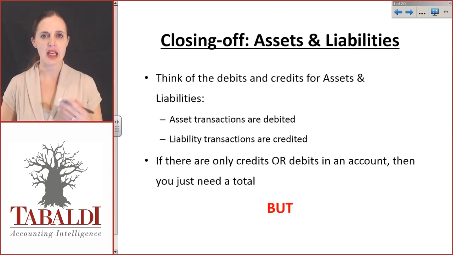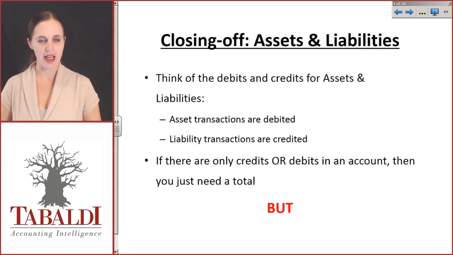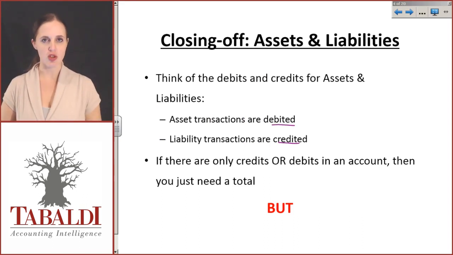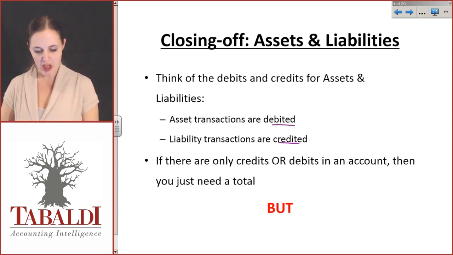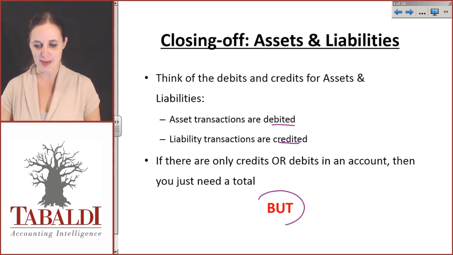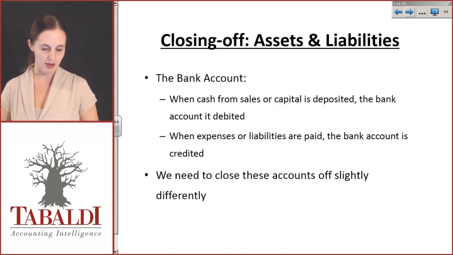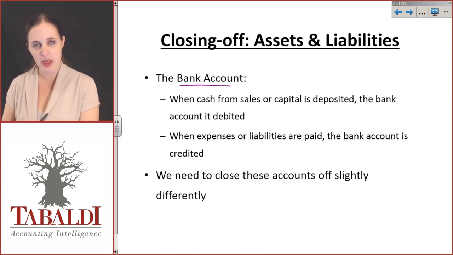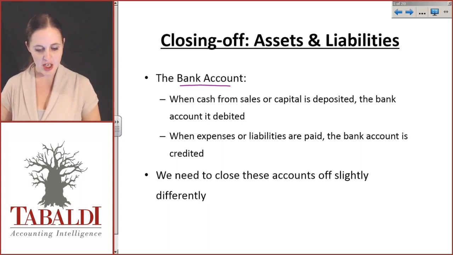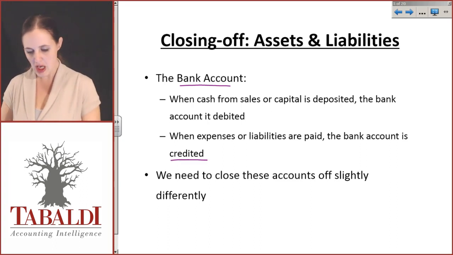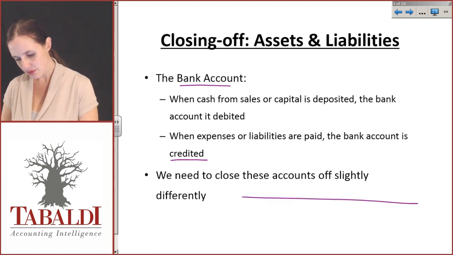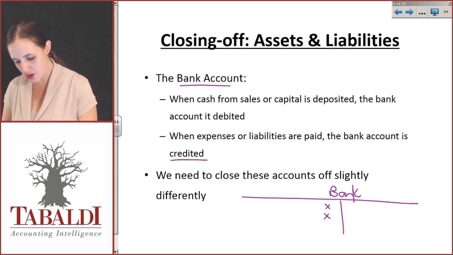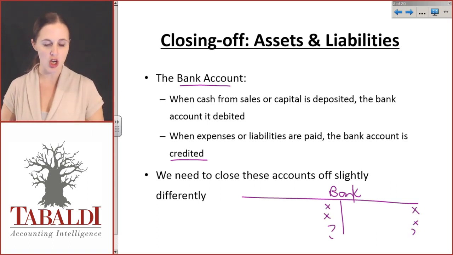Assets and liabilities, again, think of the debits and the credits. For most of your assets, accounts are debited, your liability transactions are credited, but if there are only debits and credits, as we've said, you just need a total. But what happens in situations where you have debits and credits in the same account, like the bank account, for example? When we have cash from a sale, that gets debited. When we have expenses or liabilities that are paid, the bank account is credited. So these ones are going to be a little bit more difficult, because if you can imagine our bank account, our little general ledger account, we're going to have transactions over here, we're going to have transactions over here. How do we get to a total if we've got transactions on both sides?